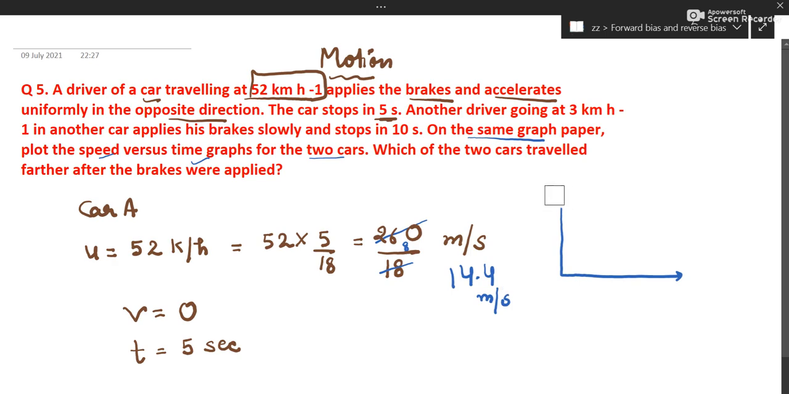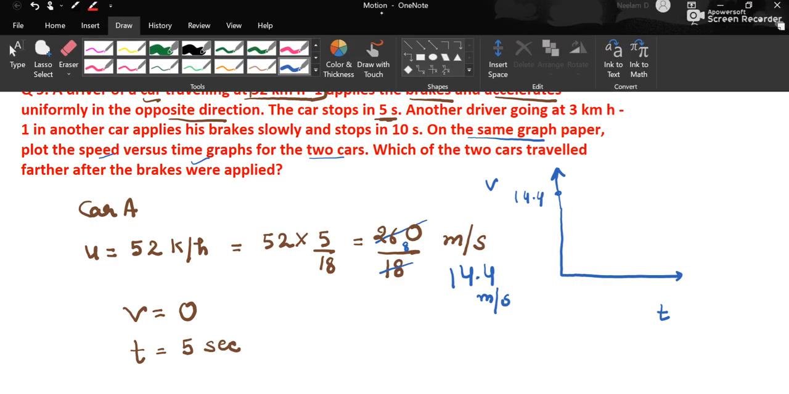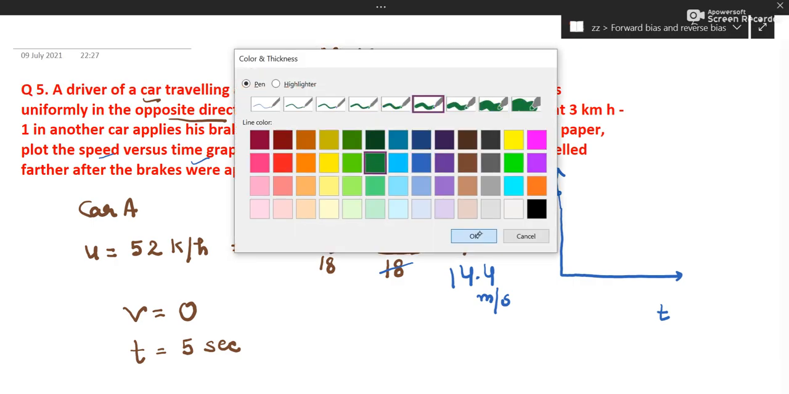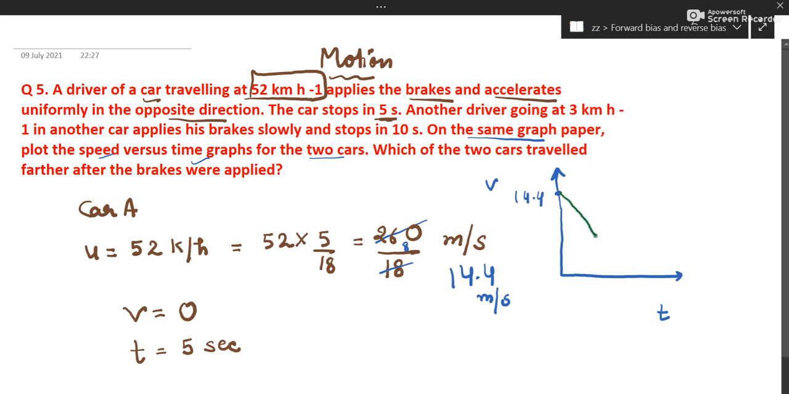So somewhere here we take, let it be 14.4. So this is your velocity axis and this is your time axis. So it comes to rest in 5 seconds. So you can show it like this. Let it be 5 seconds. So this is your graph for first car.